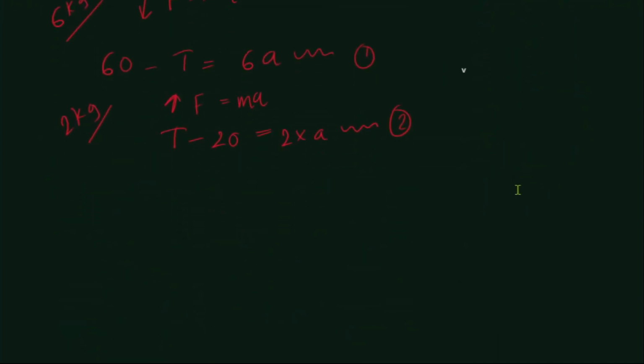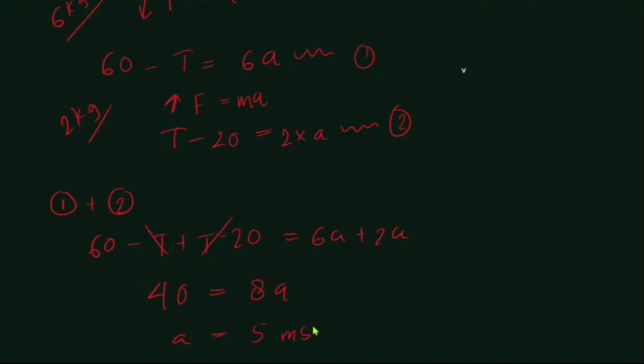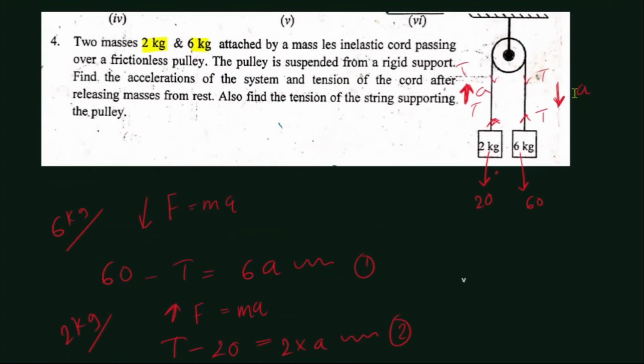So if you see, guys, if we add the first equation and the second equation, we get 60 minus T plus T minus 20 equals 6a plus 2a. Minus T plus T cancels out. 40 is equal to 8a. a is equal to 5 meter per second squared. So the acceleration of the system is going to be 5 meter per second squared.